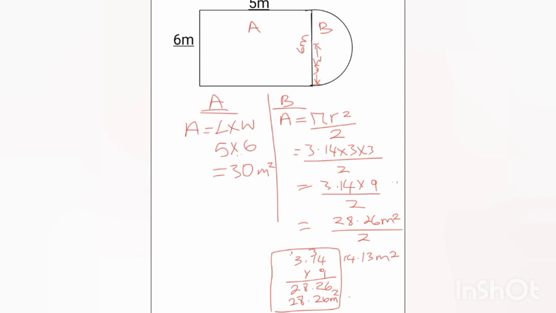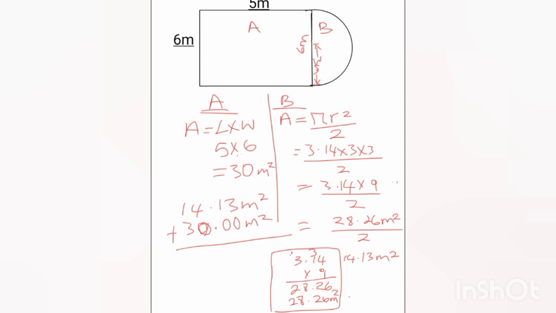Alright, now to find the area of the whole shape, we'll be combining the area of part A and the area of part B. We'll be adding them together, so that is 14.13 meters squared plus 30 meters squared. We can write that as 30.00 for convenience, and then we'll add these two together.